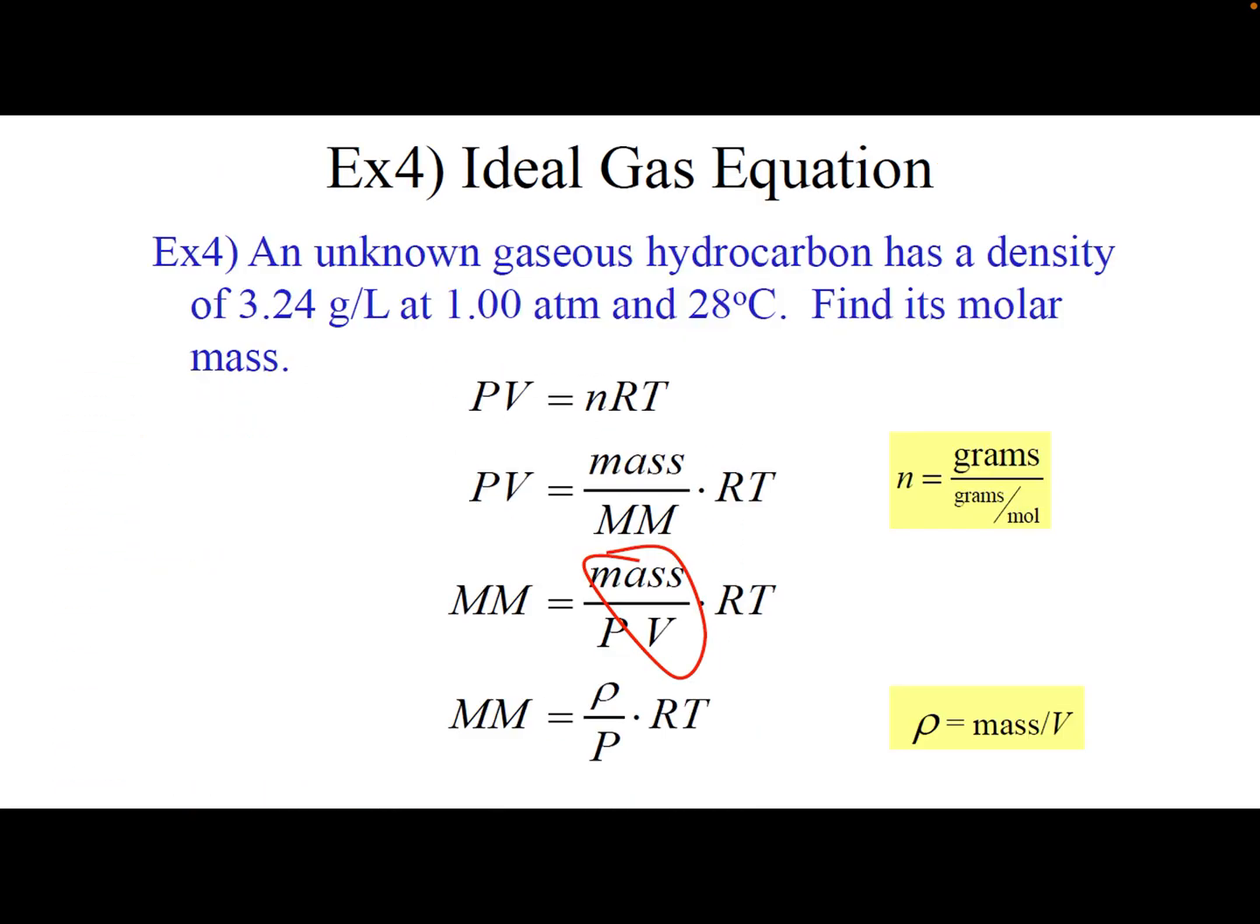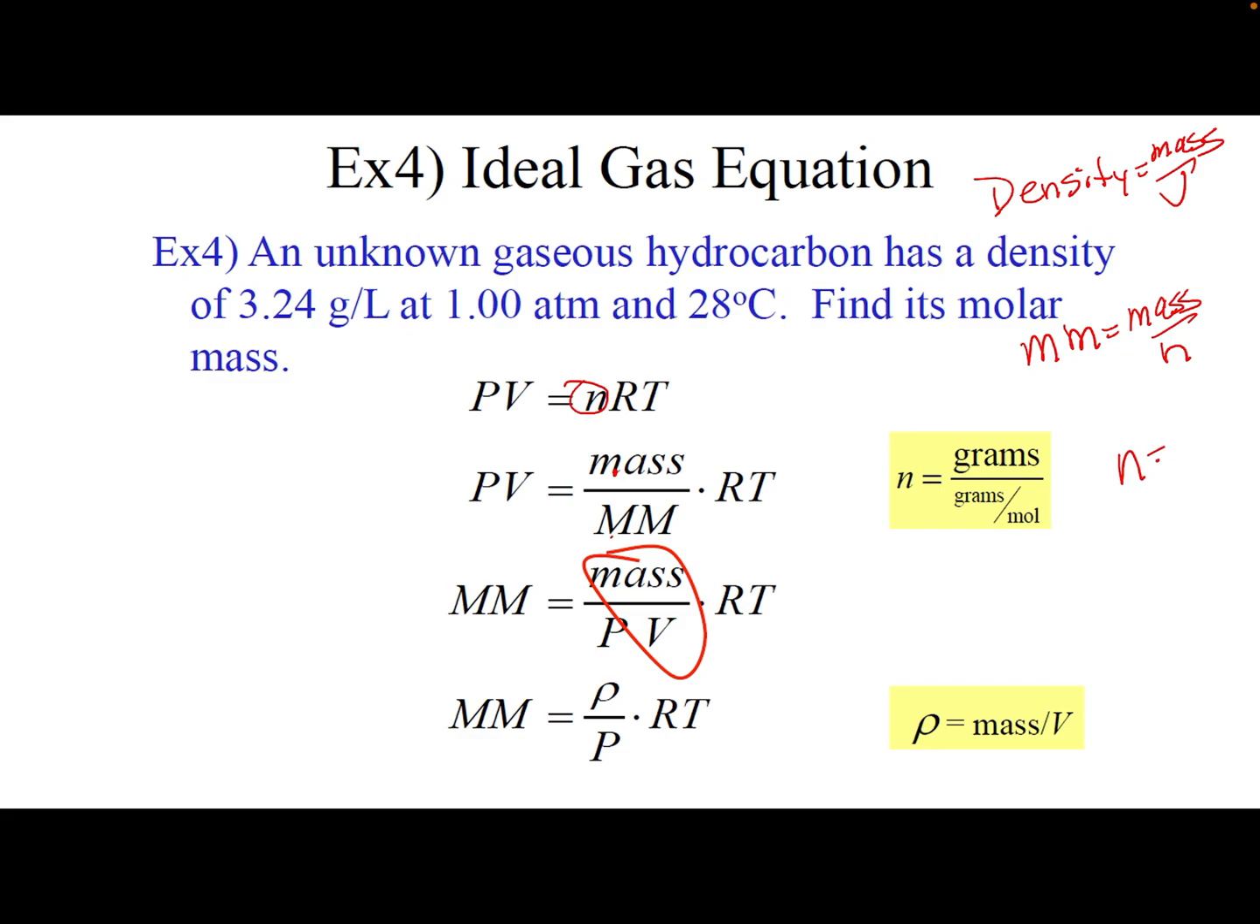Another example of some of your homework problems, here's an example. An unknown gaseous hydrocarbon has a density. Now remember, density is equal to mass over volume. So an unknown gaseous hydrocarbon has a density of 3.24 grams per liter at 1 atmosphere and 28 Celsius. Find its molar mass. So we can use the ideal gas equation, and then for n, we can just put in mass over molar mass. Because if molar mass is equal to mass over n, then n would be equal to mass divided by the molar mass. And so we can plug in that way then.